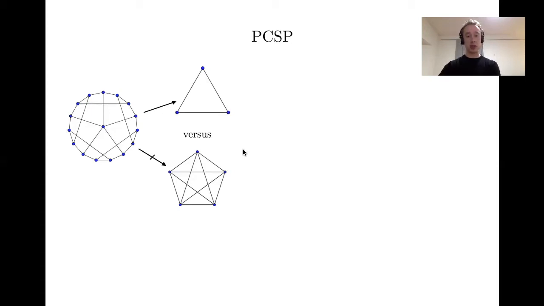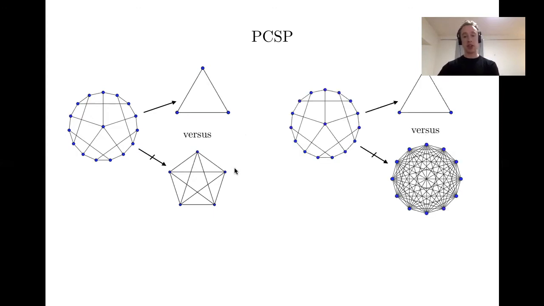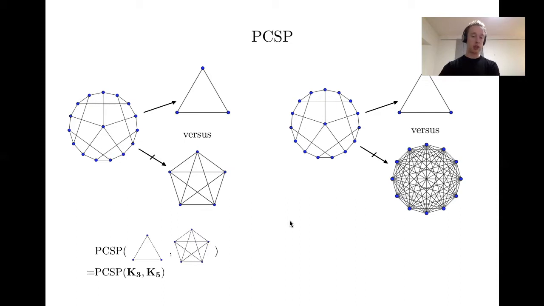Intuitively, this problem could be easier than the 3 coloring problem, because we'd expect graphs that are 3 colorable to look quite different from those that are not even 5 colorable. We could enlarge the gap even further to now 3 colorability versus 12 colorability, and we'd expect, again, the graphs that are 3 colorable to look quite different from those that are not even 12 colorable. The notation we use for these problems is as follows: PCSP of the first structure, comma the second. In this case, PCSP of K3, comma K5, and we call K3, comma K5 the promise template.